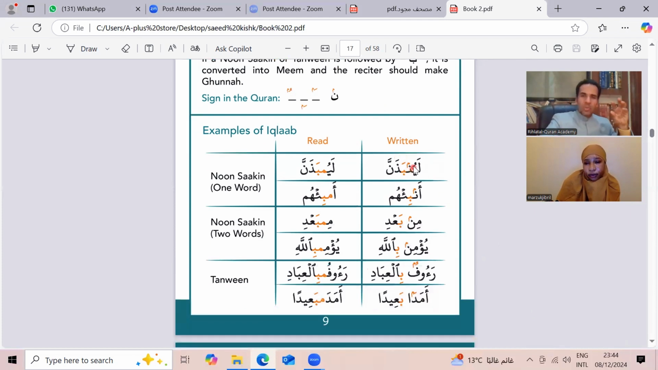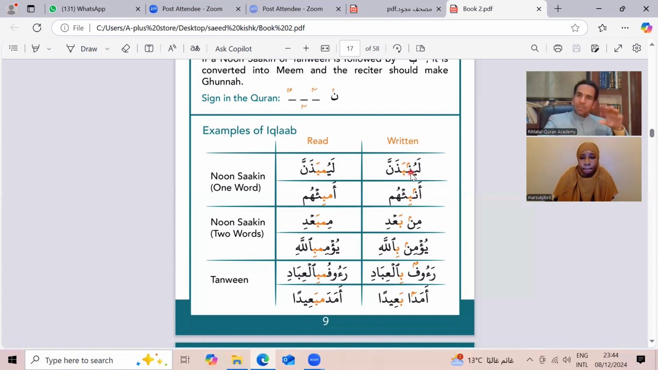What is the sign of iqlab in the Mus'haf? You will find noon sakinah carries what? You see the small meem that it carries above the noon here? So if you have noon sakinah or tanween, you see it carries this small meem. What does it mean in the Quran? How should we pronounce it? We should pronounce the meem.